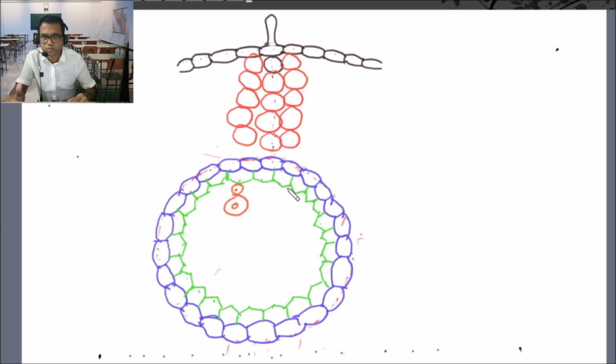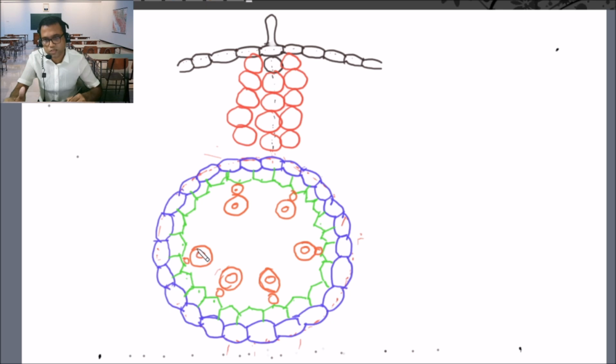So 1, 2, 3, 4, 5, 6, 7. And the shape of the xylem is round or oval.